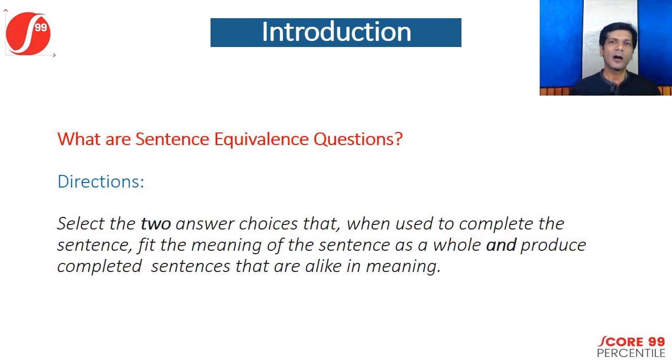Let's take a look at how the directions on your GRE test will look for sentence equivalence. Now these are the directions. This says: select 2 answer choices that, when used to complete the sentence, fit the meaning of the sentence as a whole and produce completed sentences that are alike in meaning. So this is exactly what we are trying to imply when we say that this is a test of producing 2 equal meaning sentences with just the use of 2 different words which are actually similar in meaning.